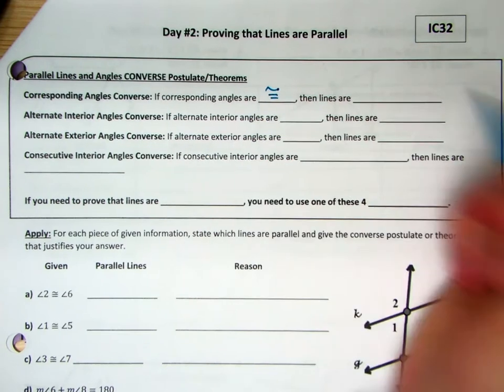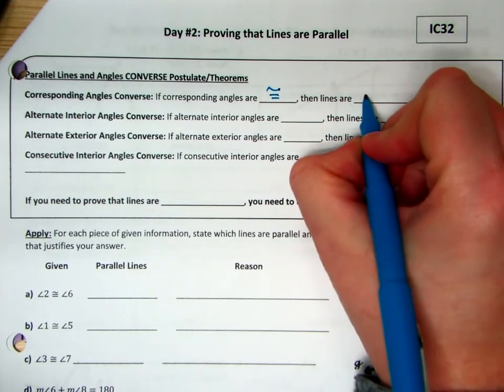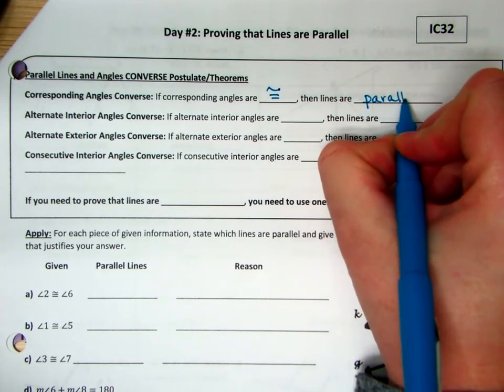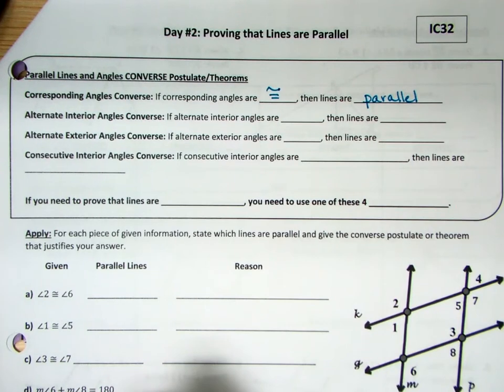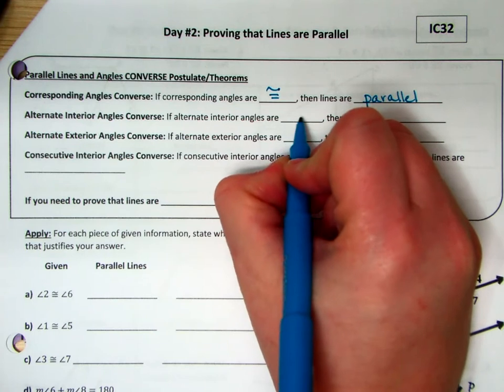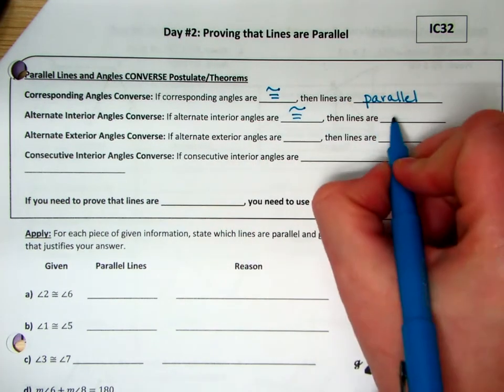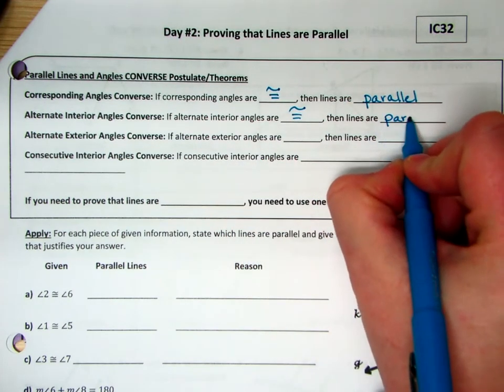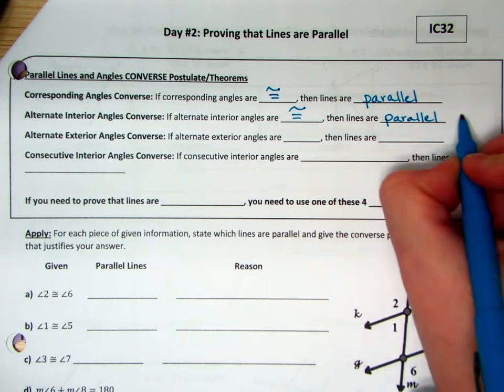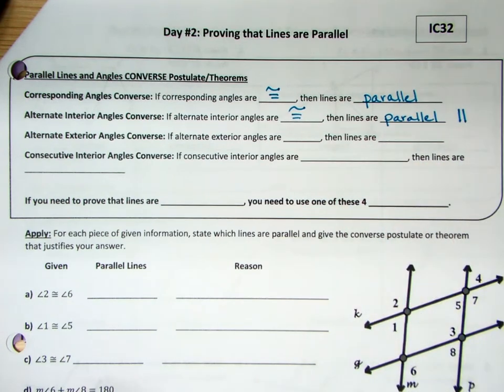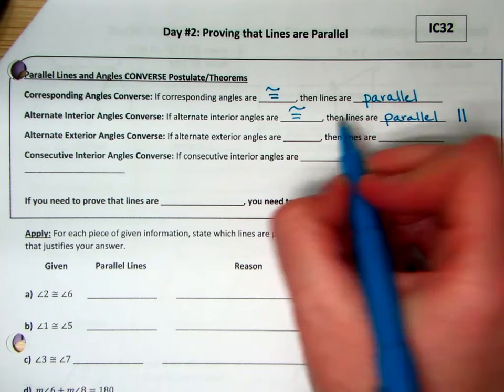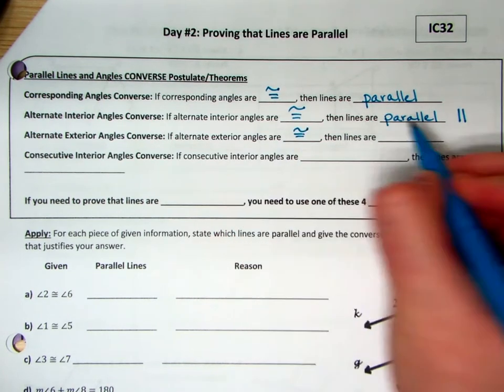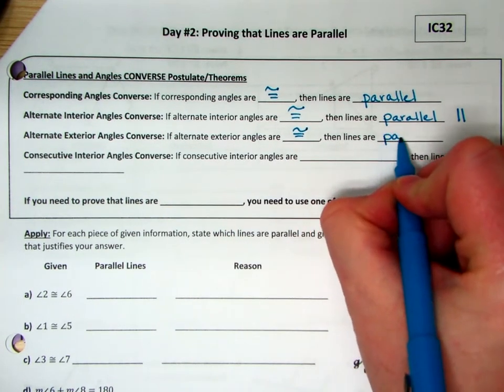So corresponding angles converse: corresponding angles are congruent. I'm just going to use the congruent symbol. Then the lines are parallel. Alternate angles converse: alternate angles are congruent. So if the alternate angles are congruent, the lines are parallel. And if you don't remember what the parallel symbol is, it's just two L's right next to each other. Alternate exterior angles, they are congruent. So if there are two angles, those are congruent as well. Then the lines are parallel.